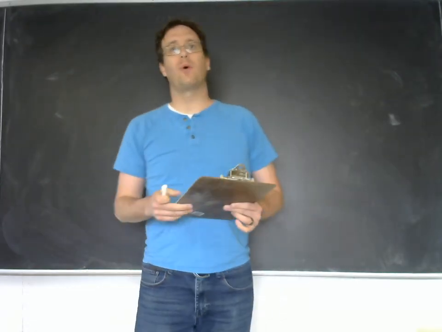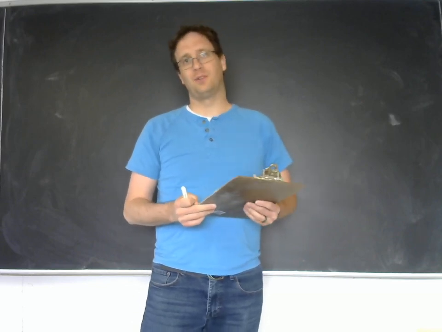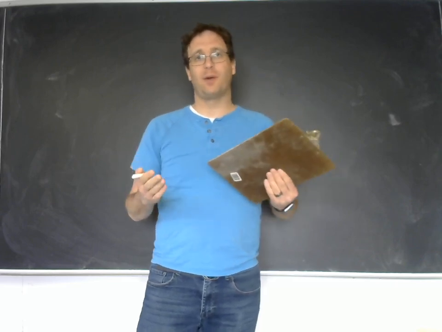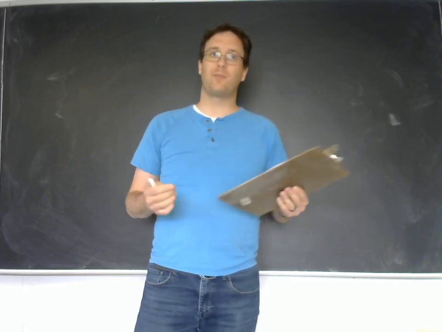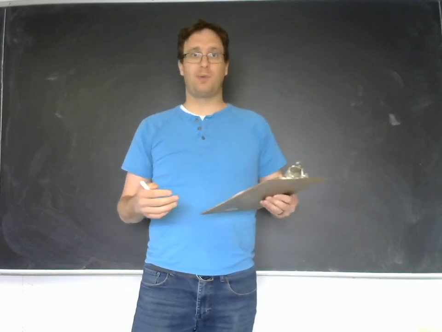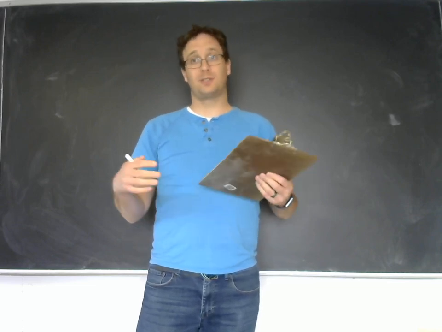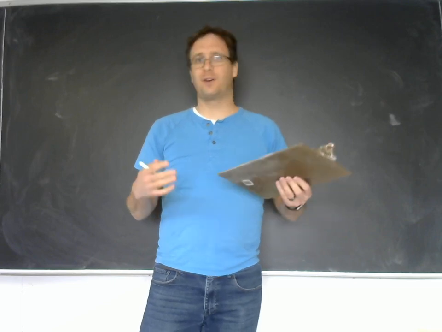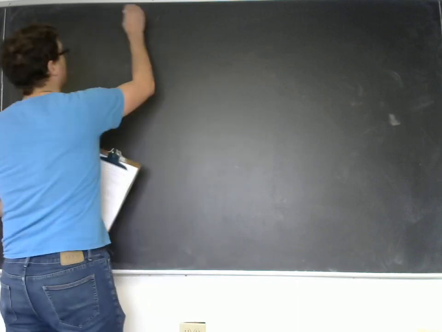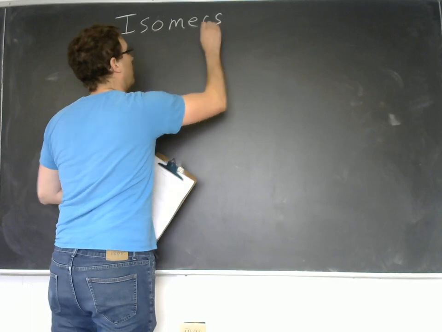Section 21.3 is about isomerization and isomers. Atoms in a compound can be arranged in different ways to make different molecules. They'll have the same chemical formula, but they might have different properties, maybe very different properties. This is called isomerism, and the different compounds that share the same chemical formula are called isomers. So I'll write that down. Isomers.